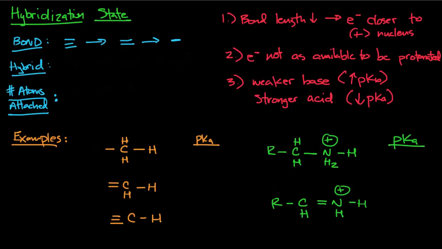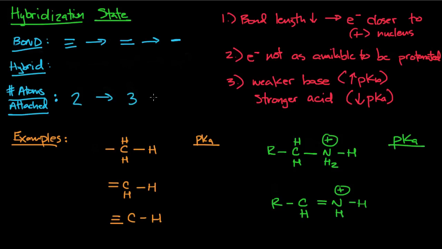Okay, next thing that we're going to look at is hybridization state and how that affects the pKa of your functional groups. So first thing we're going to look at is, going from a triple bond to a double bond to a single bond, you have different hybridizations. With a triple bond, you're going to have 2 atoms attached to the central atom. With a double bond, you're going to have 3 atoms attached. And with a single bond, you're going to have 4 things attached.